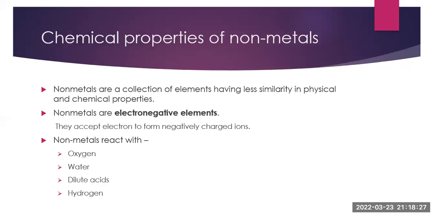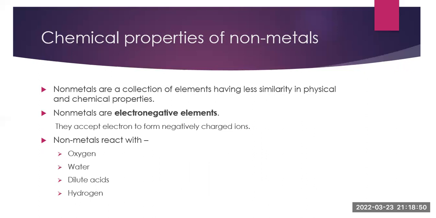Now we discuss the chemical properties of nonmetals. Nonmetals are a collection of elements having less similarity in physical and chemical properties. They are electronegative elements. What does it mean? It means that they accept electrons to form negatively charged ions.